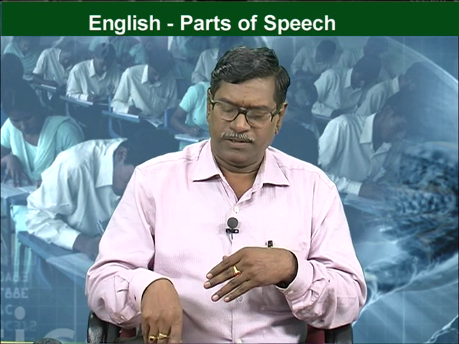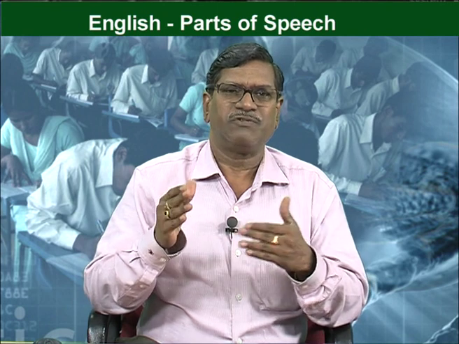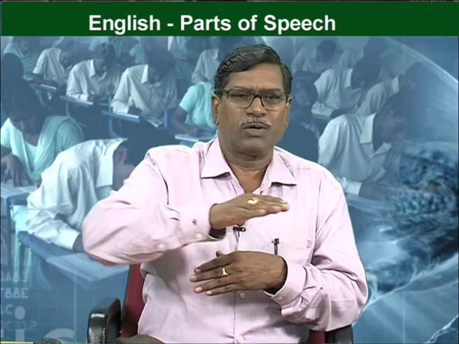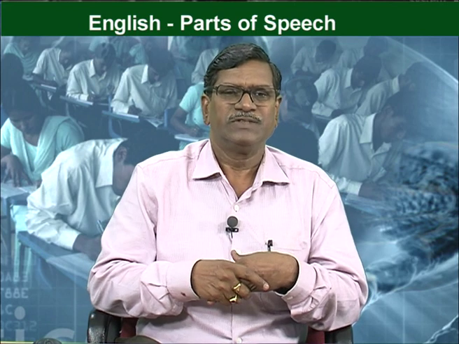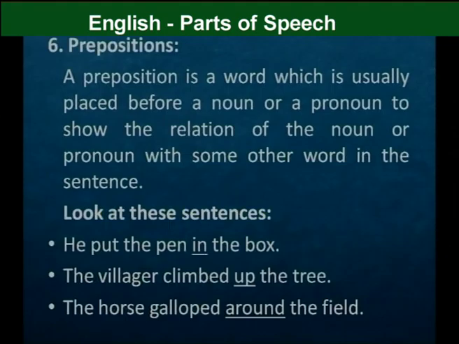Next variety is preposition. It is a word which used before a noun. ఒక నౌన్ ముందు వాడతాం దాన్ని. నౌన్ ముందు వాడుతూ ఈ నౌన్కును సెంటెన్స్లో ఉన్నటువంటి మరొక పదానికి మధ్య ఉండే సంబంధాన్ని ఇది ఎస్టాబ్లిష్ చేస్తుంది, ఈ preposition అనేటువంటిది. See, look, he put the pen in the box. ఇన్ అనేటువంటిది బాక్స్ ముందు వచ్చింది. ఈ బాక్స్లో పెట్టింది ఏమిటి? పెన్. ఆ పెన్నుని బాక్స్ని ఈ రెండింటికి మధ్య సంబంధాన్ని ఏర్పరుస్తుంది ఇన్ అనేటువంటిది.